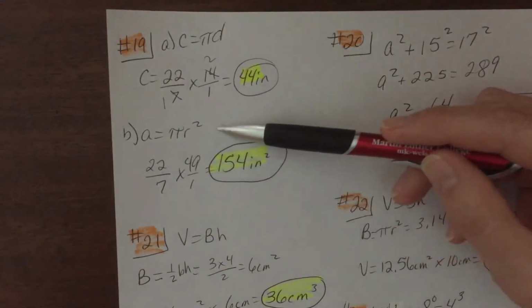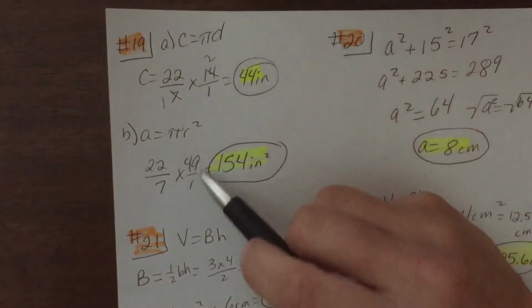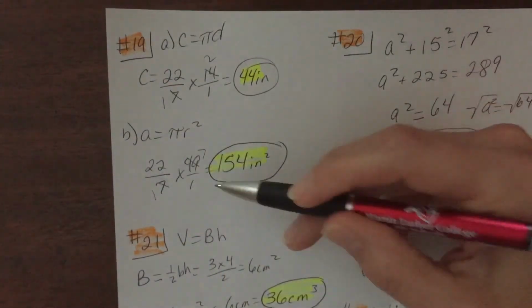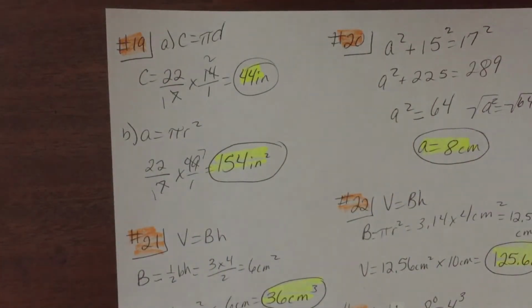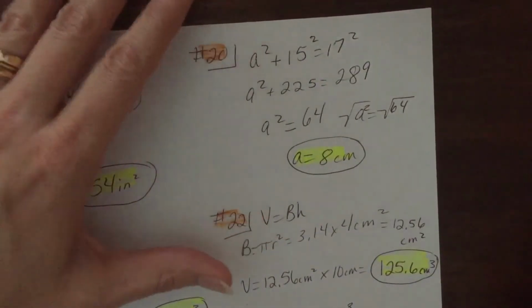Pi r squared for the radius. Radius is 7. 7 squared is 49. This and this reduce. This is 1, this is 7. 22 times 7, 154 inches square for the area. Number 20 is one of our Pythagorean theorem formulas again.